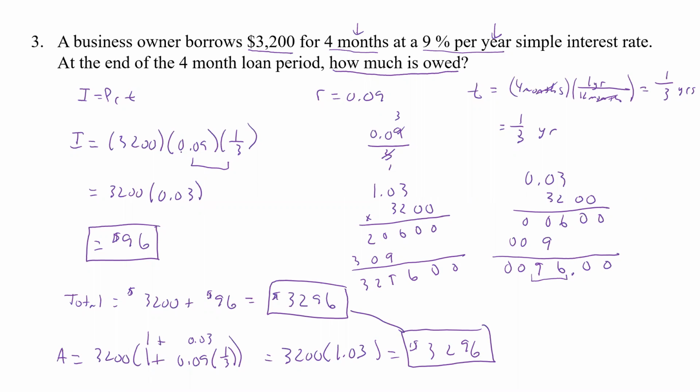So we could do it both ways. We could do it the long way where we take the I and find P times R times T, get that value for interest, then have to remember to add it back into the original. Or we could just use A equals P times 1 plus RT, and we get our value out directly. And so either way, we get the same value.